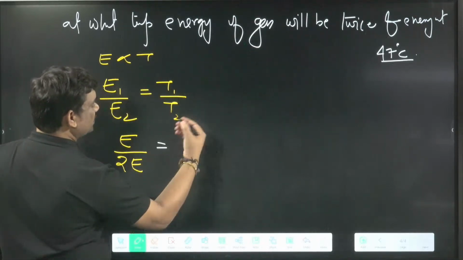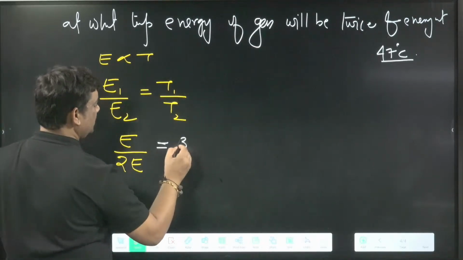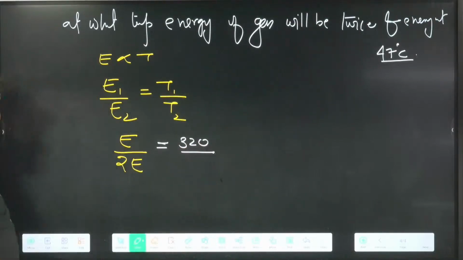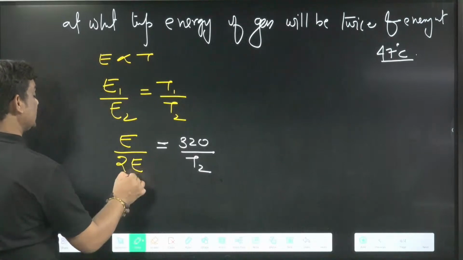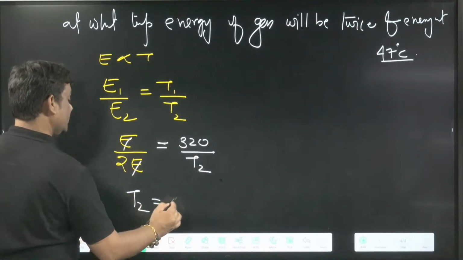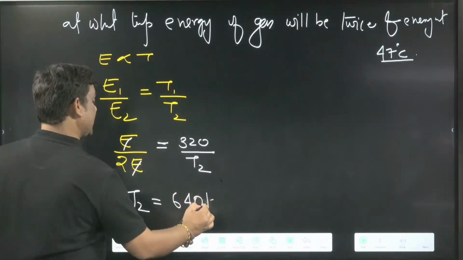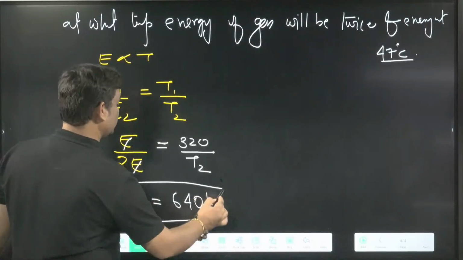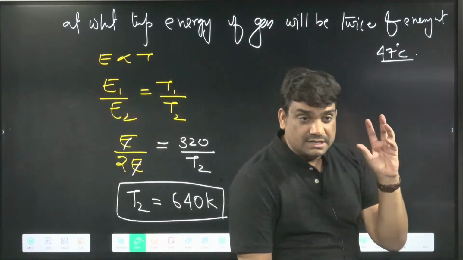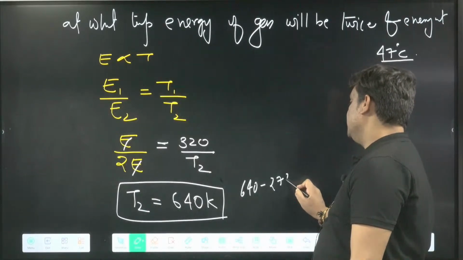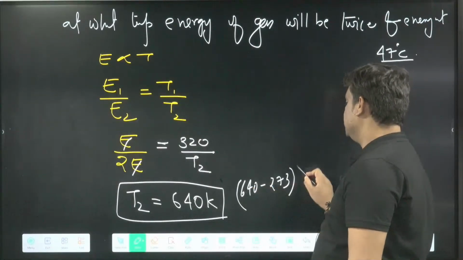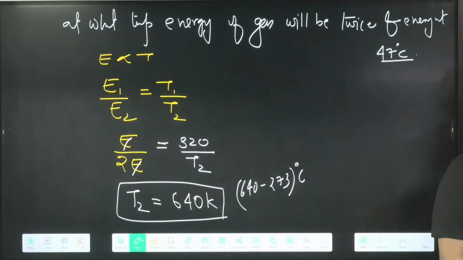T1 I can take 47. 47 is how much here? 320, because I have to put always in the Kelvin. So 320 Kelvin divided by T2 I have to find. So yes, sir, E cancels. So T2 becomes how much here? 640 Kelvin. Okay, this is the answer, 640 Kelvin. And if they're asking the degree Celsius, then we get, sir, this will be 640 minus 273. We can write this one will be in degree Celsius. Ready for next?